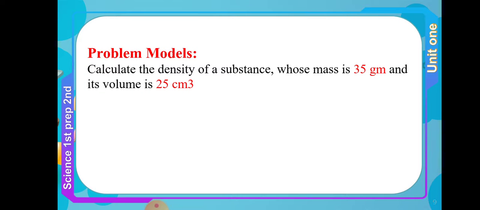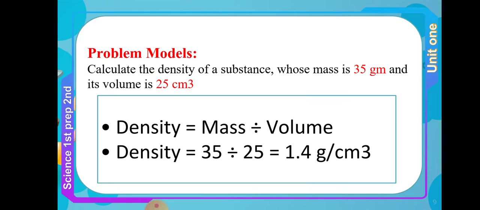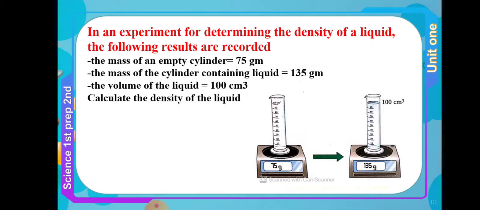Another problem: calculate the density of a substance whose mass is 35 gram and its volume is 25 cubic centimeter. As we know, the density equals mass over volume, so its density equals 35 over 25. It will equal 1.4 gram per cubic centimeter.